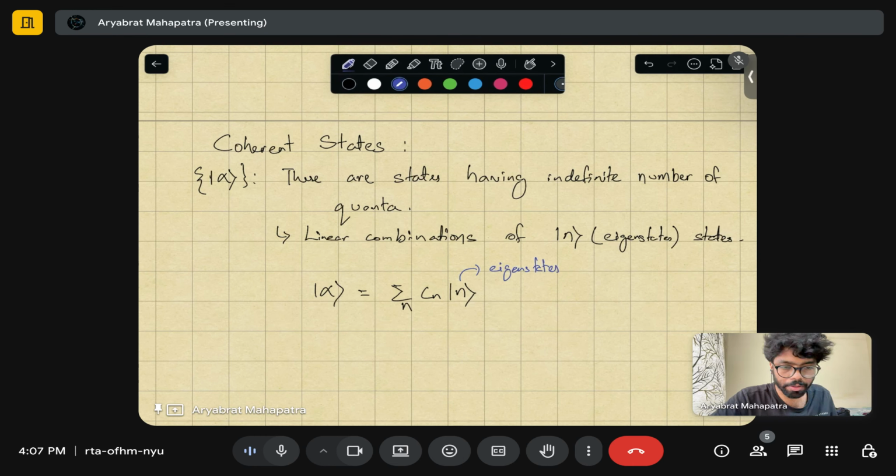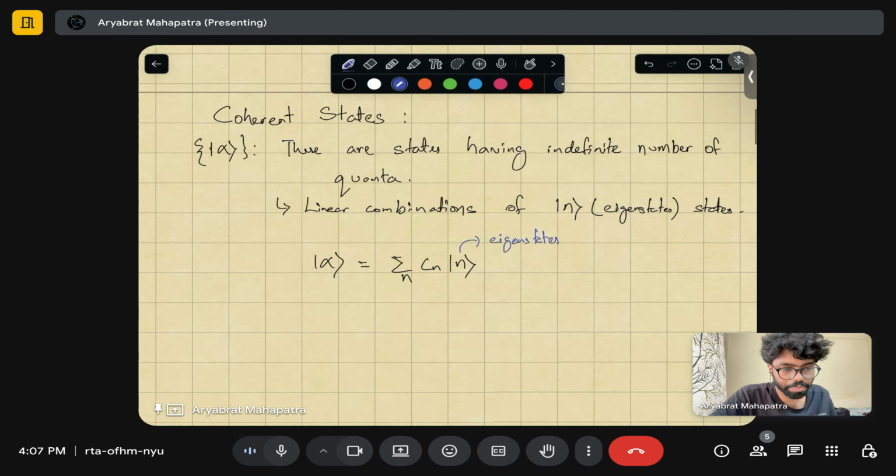But more preferably we'll look into the harmonic oscillator system, where the topic of coherent states has been quite well established, and it is easy to understand when you start studying this topic. So this is a linear combination of eigenstates.